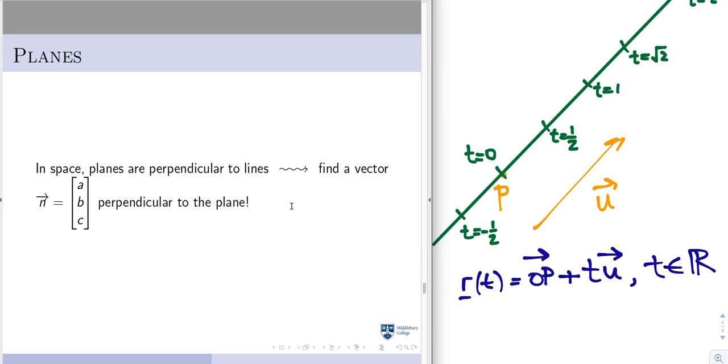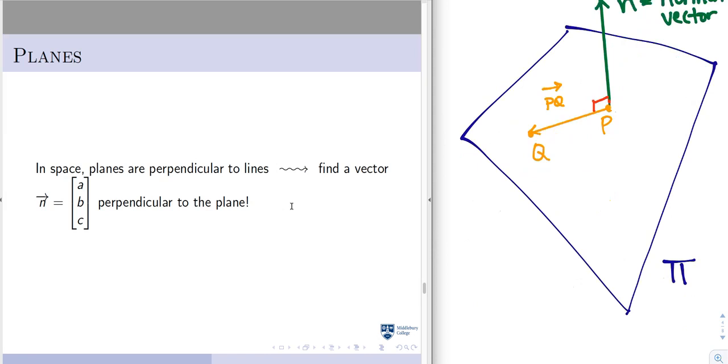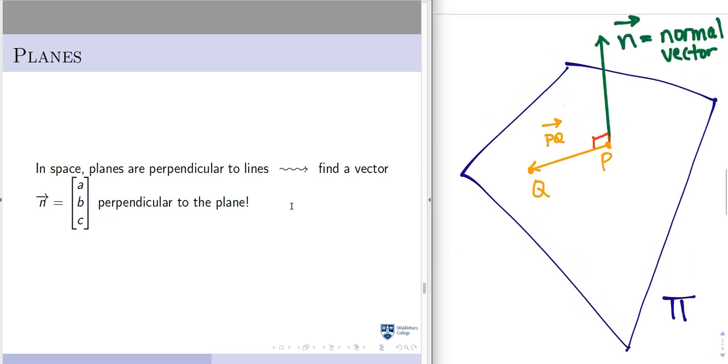Well, in space, planes are perpendicular to lines. So in particular, this means that we can always find a vector which will be perpendicular to the plane. In fact, we call this vector the normal vector.